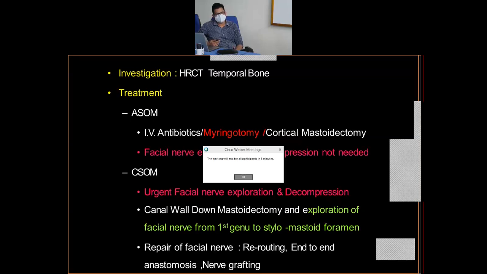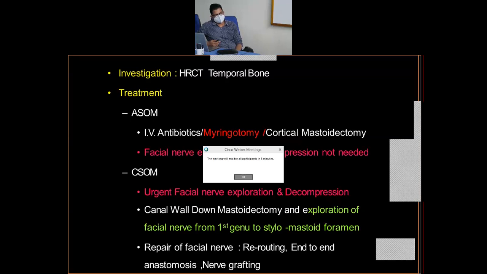After that, you have to do HRCT temporal bone to see the cholesteatoma, to see the CSOM, not to see the facial nerve. You can see the facial canal also in HRCT temporal bone, but the actual reason to do HRCT temporal bone is to see the infection or cholesteatoma. Then treatment: in case of CSOM with facial nerve palsy, you have to do urgent facial nerve exploration or decompression. So you have to do mastoidectomy.